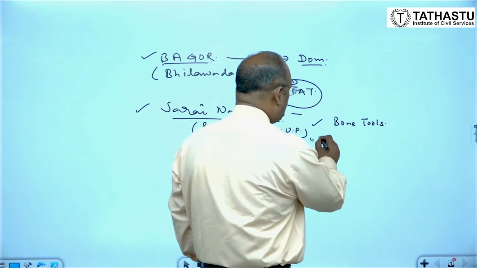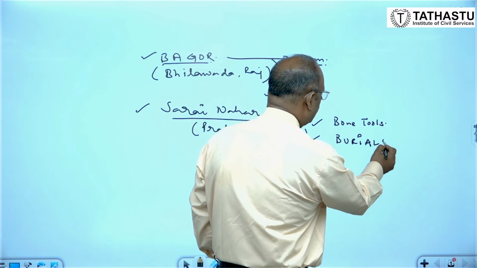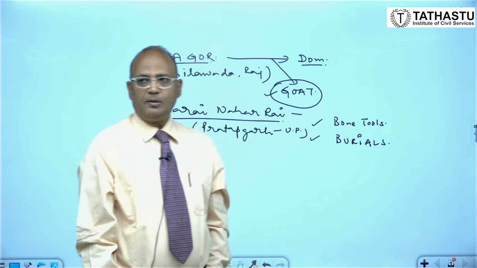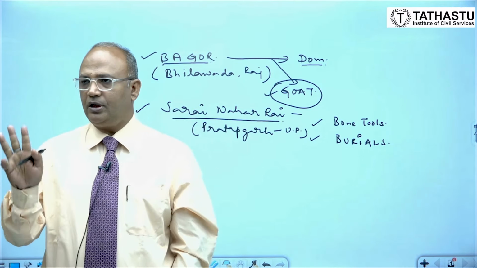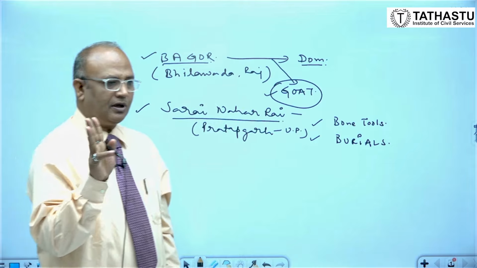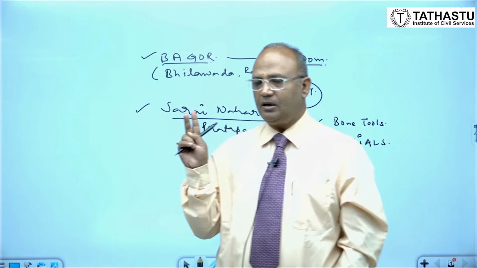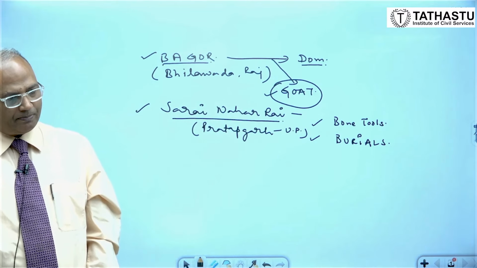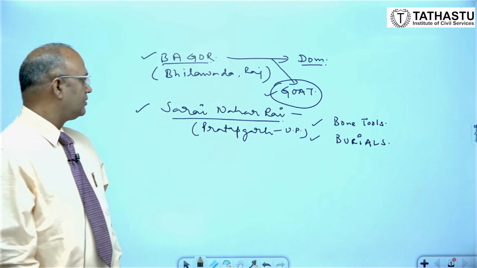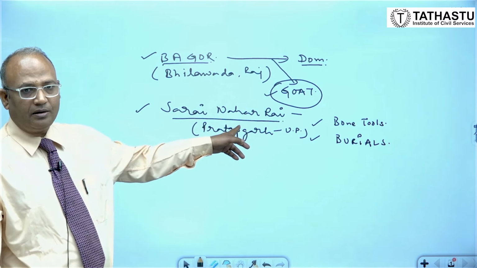Another is we have also got burials. Burial means the dead body was disposed in the ground. I will tell you, three burial systems were famous in the Harappa civilization, right? Complete burial, fractional burial, post cremation ceremony, right? I will discuss that in the Harappa civilization. So these are the two important sites, Bagor and Sarai Nahar Rai.